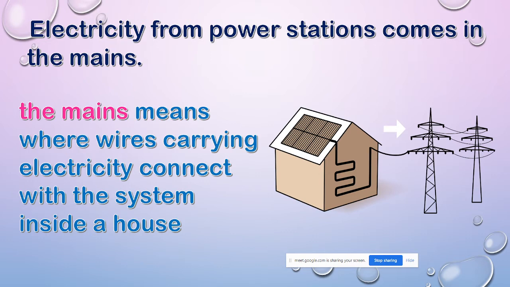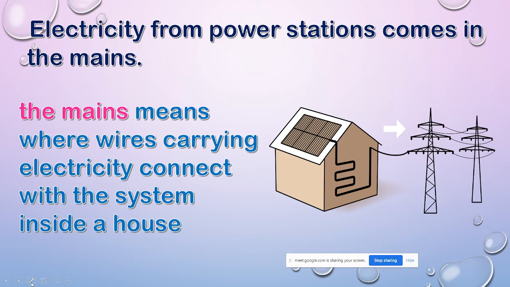It means the mains are the wires carrying electricity to connect with the system inside the house. Now, as you can see, we have here some wires. These are wires. What do you call wires in Thai? Wires like this for electricity. Okay, now it means from the power stations they make electricity there.